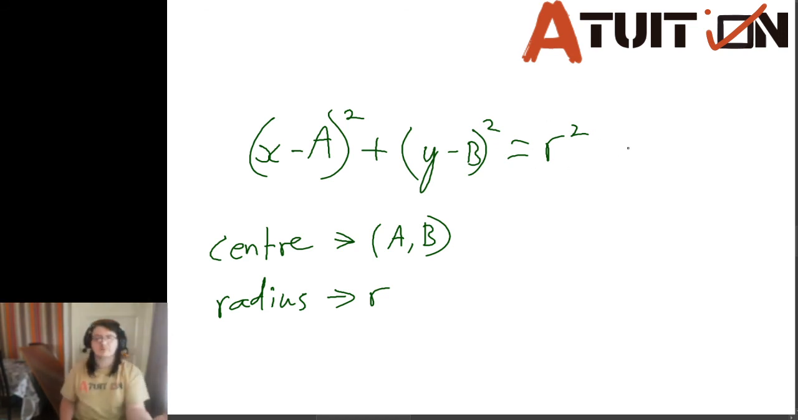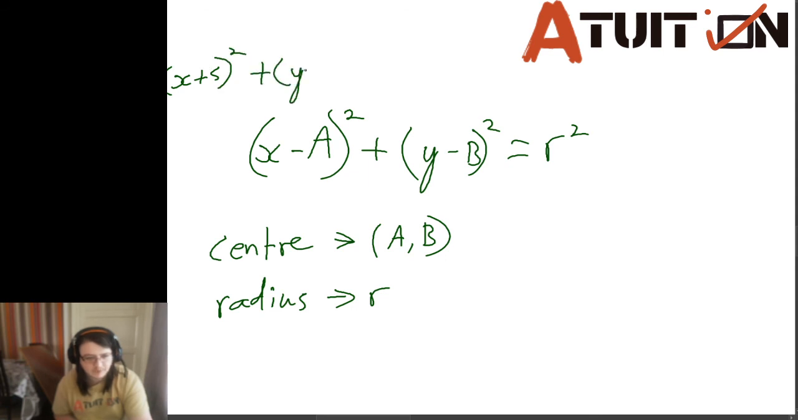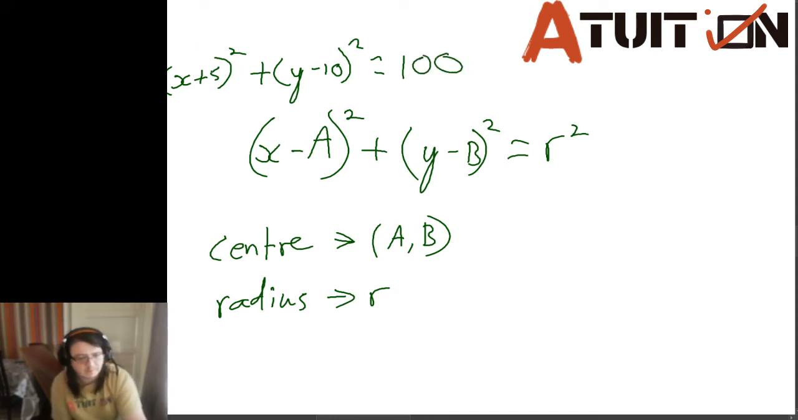So if we've got x plus 5 squared plus y minus 10 squared equals 100, then the center would be minus 5, 10, because it was x plus 5 squared. So let's write that as an example. x plus 5 squared plus y minus 10 squared equals 100. The center, (a, b), would be the negative of those, so minus 5, 10. The radius would be the square root of that, so 10, because that is r squared. It equals r squared, so the radius r is the square root of that, which is 10.